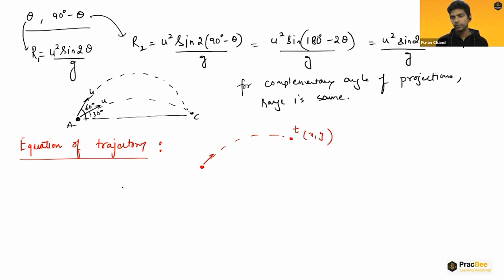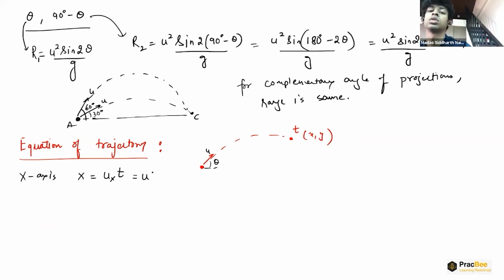Okay. So if you want to find x, so your x will be what? So this is u and this angle is theta. So in the x-axis, your x will be what? It will be ux into t, so it will be u cos theta into t. Clear?